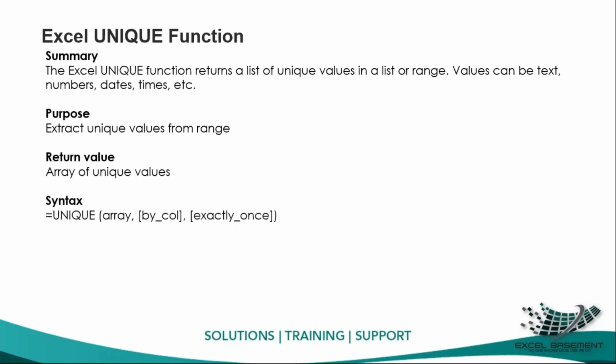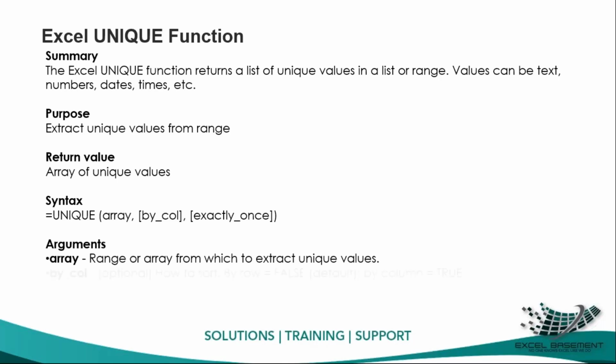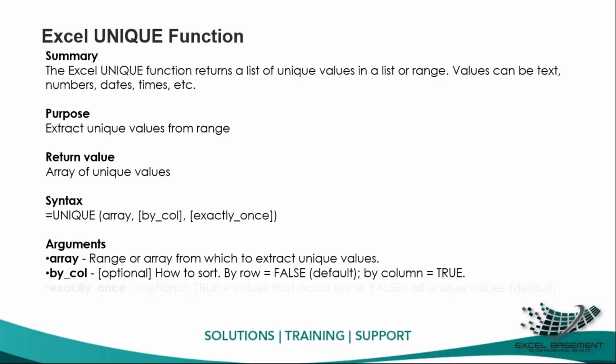Syntax. Now, it's very important to understand the syntax of the UNIQUE function. The syntax is: first the array, then by_col, and exactly_once. I will tell you what exactly those mean. The array is the range or array from which to extract unique values. The second argument is by_col, which is optional, and says how to compare. Row-wise will be FALSE; column-wise we need to write TRUE.